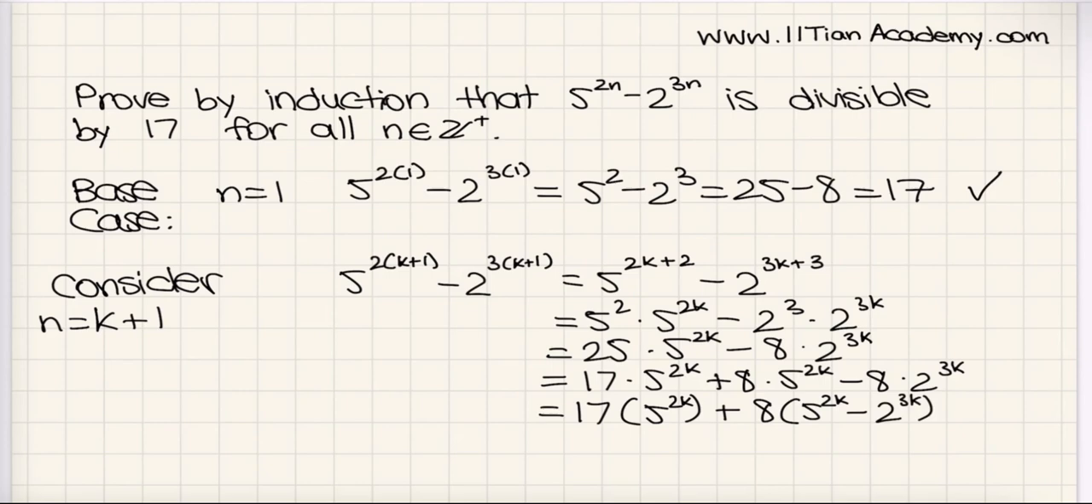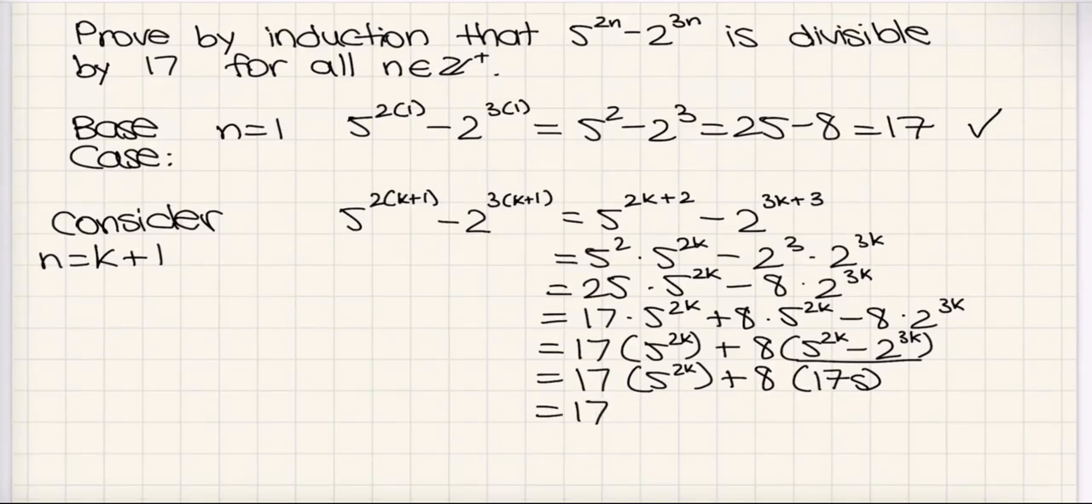And then that is going to be the same thing as 17 times 5 to the power of 2k plus 8 times 17 times something, right? We know that this part here is divisible by 17. And so then we can just take a common factor of 17 from the full thing and get 17 times (5 to the power of 2k plus 8 times something), like that. And there we go. This is clearly divisible by 17.